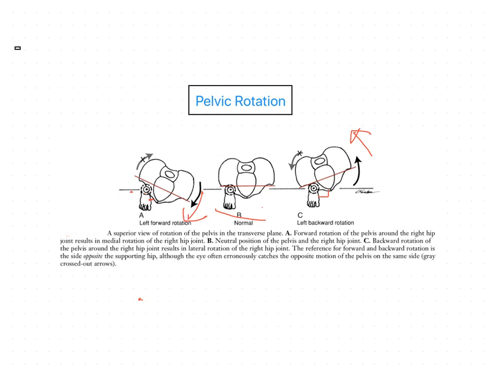Okay, so these are all the motions of the pelvis at the hip joint. In the next session, we are going to discuss coordinated motions of the femur, pelvis and lumbar spine. Simply we can call it lumbar pelvic rhythm.